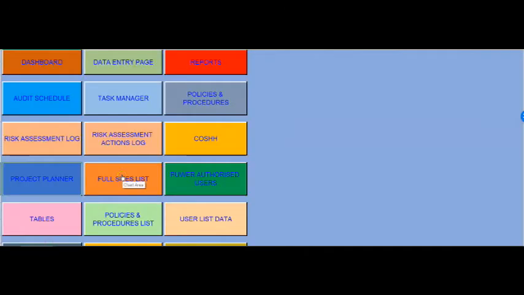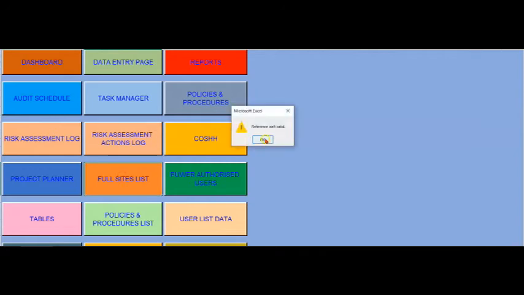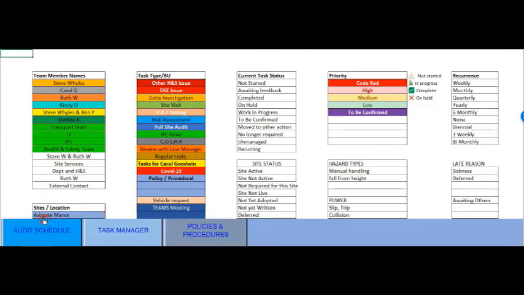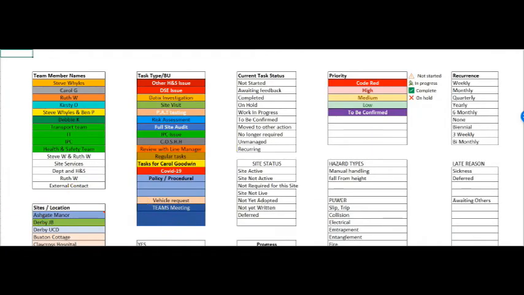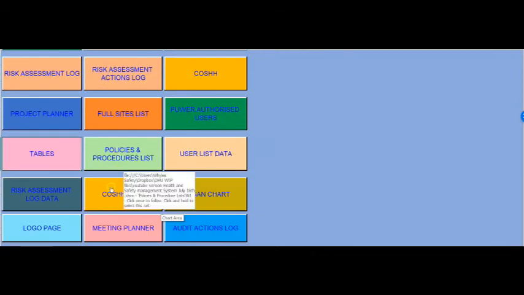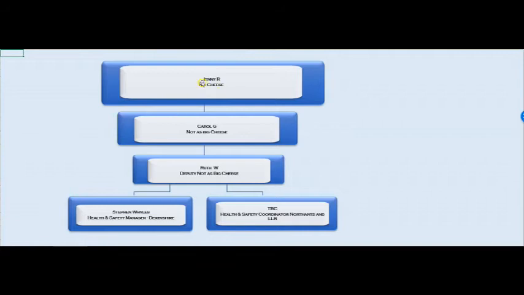Full sites list is on there, it will come up with no reference because that has the full list of all our sites, but you'll just create that page and then update the link to it if you want to. If you don't, you just delete the button. The pure authorised list is on there. The tables where the information is gotten from are on there still. Home page, policies, procedures, risk assessments, user list, organ chart, we've seen that.